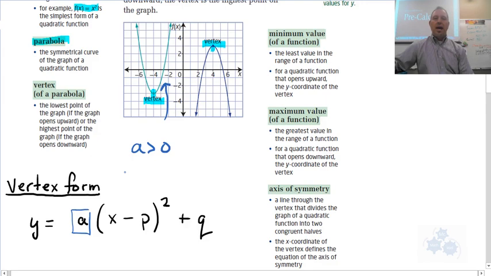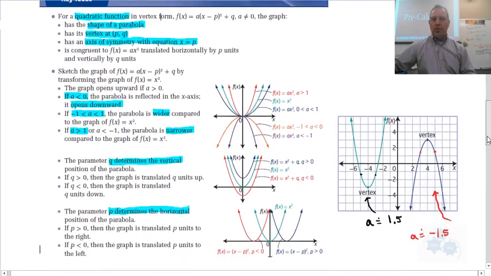Okay, if a is less than 0, that means a is negative, and it opens downward. Very, very important. If a is a large number, like let's say 10, that means this parabola opens very narrowly. It's a very narrow opening, either up or down, positive or negative 10, let's say. And I'll show you a little bit later, or maybe I'll show it to you right now.